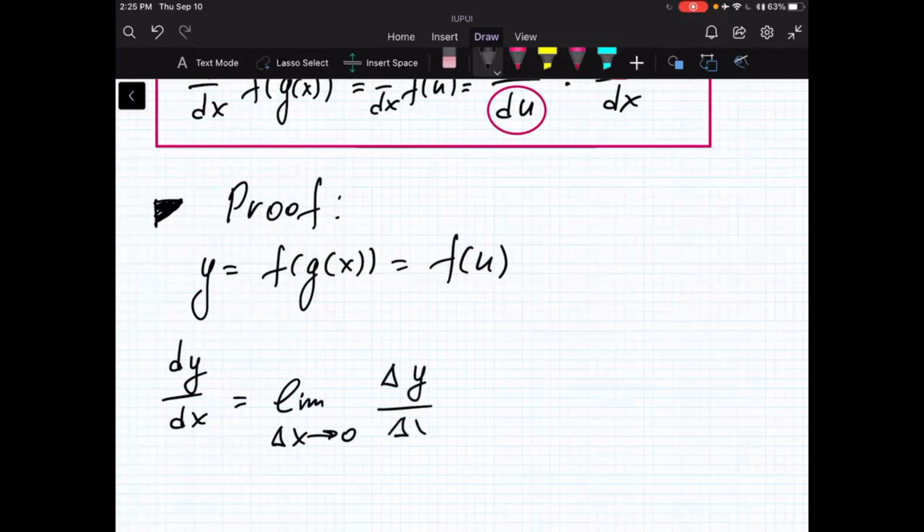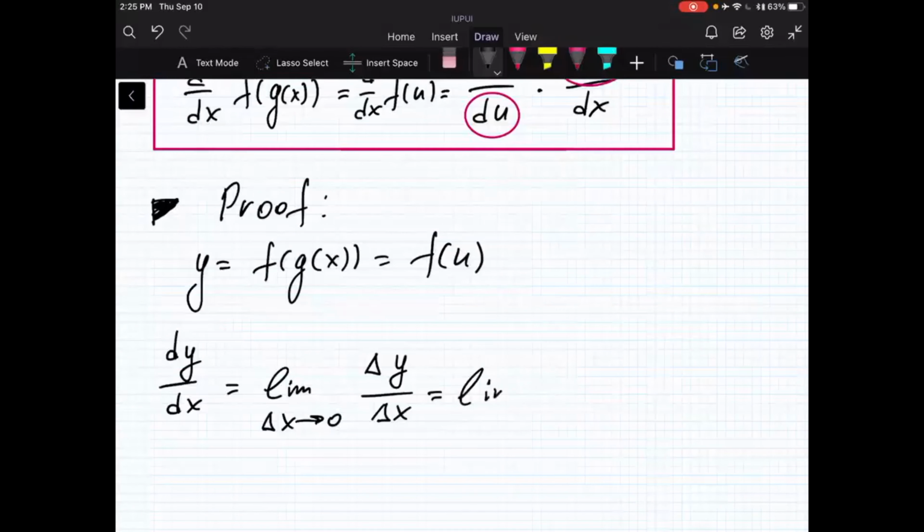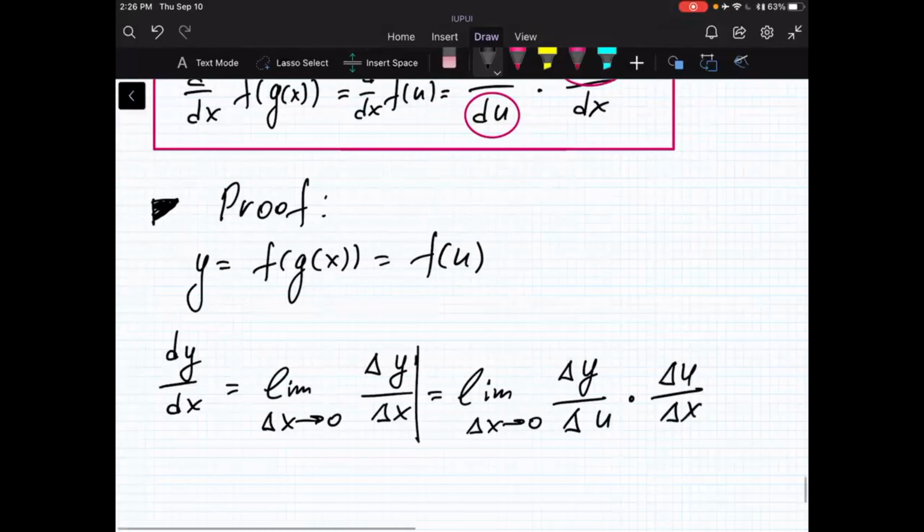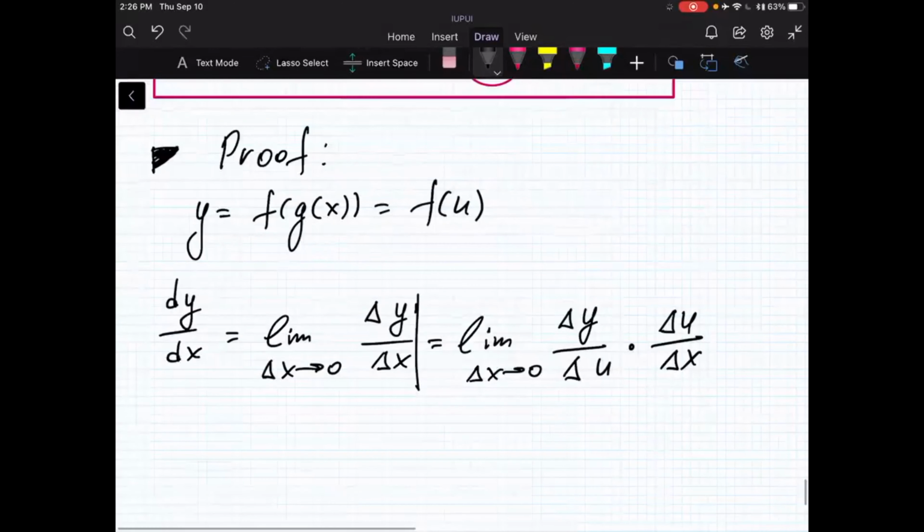Delta y over delta x, limit as delta x goes to 0, and I will write delta y divided by delta u times delta u divided by delta x. So why can I not stop here? Sorry, why can I not stop on the first equality? Because here delta y is not that simple as before. Before, what is delta y?